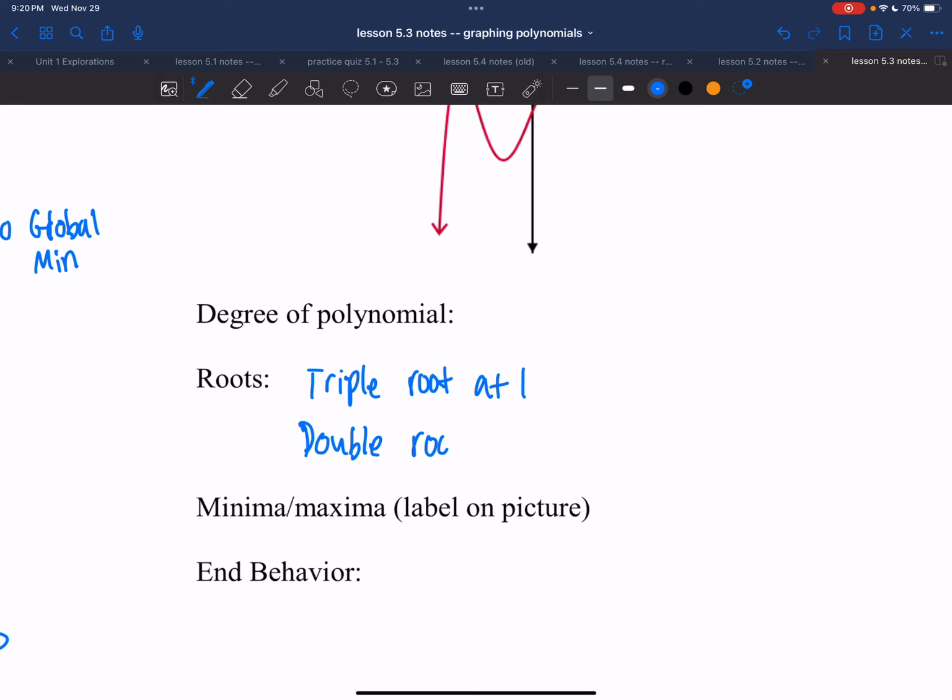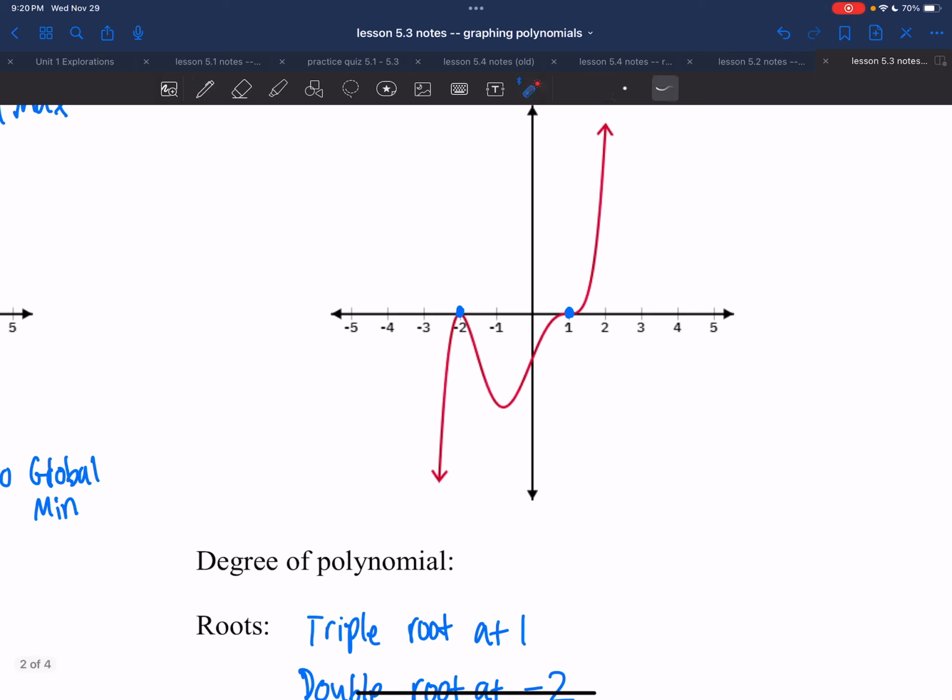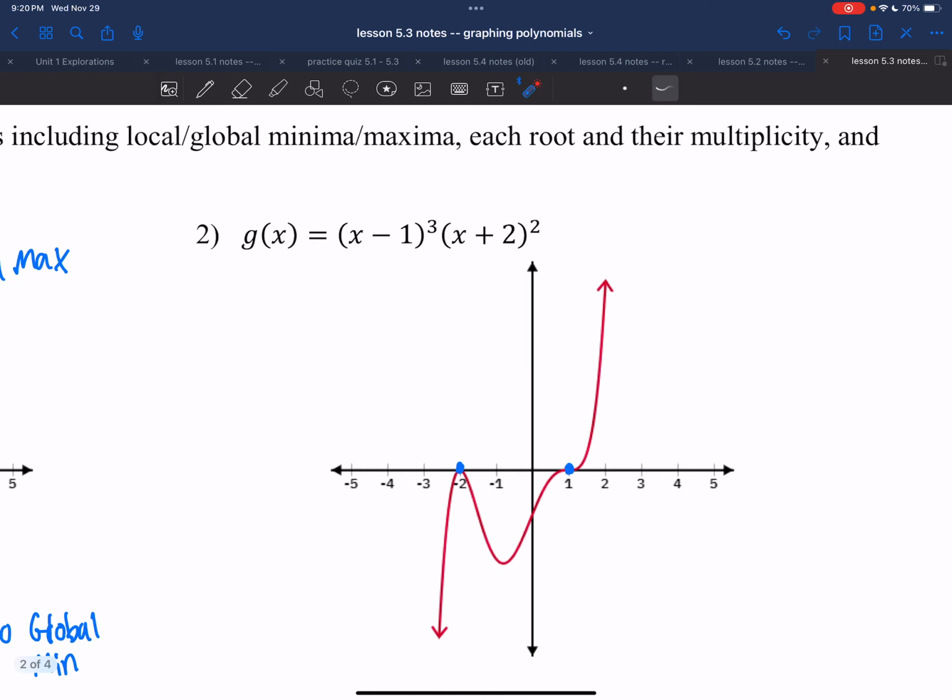Double root at -2. By the way, from the graph you really can only safely assume it's an odd multiplicity. Do you really know that it's degree 3? Maybe, but it could have been degree 5, and this could have been degree 4, right? Like, you don't know. The bouncing motion is characterized by even. What really tells us that it's double and triple are the multiplicities given by the equation, right?